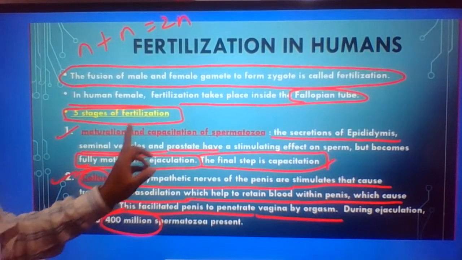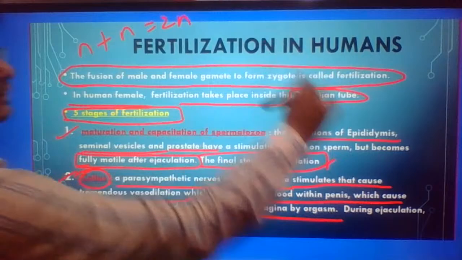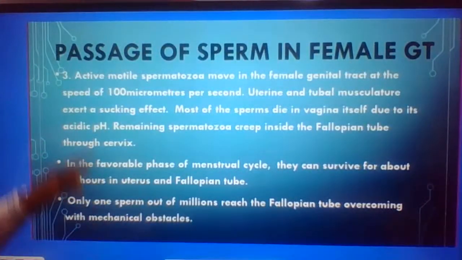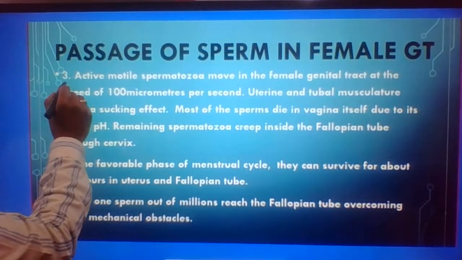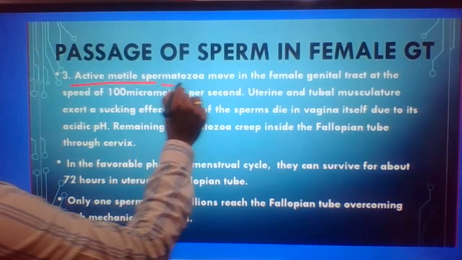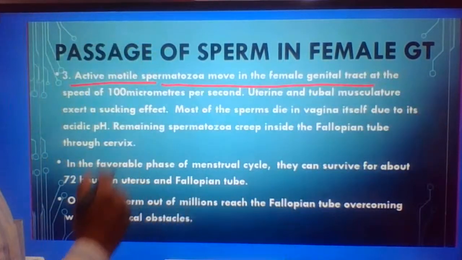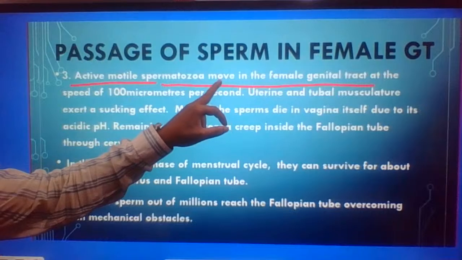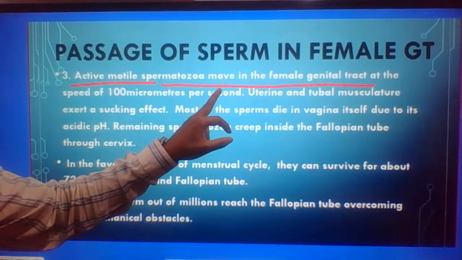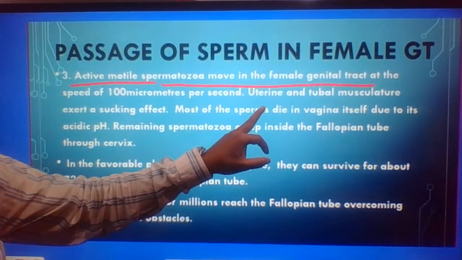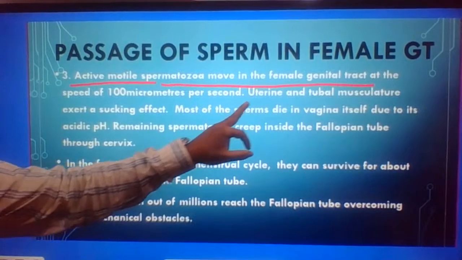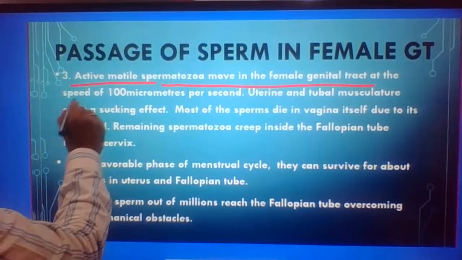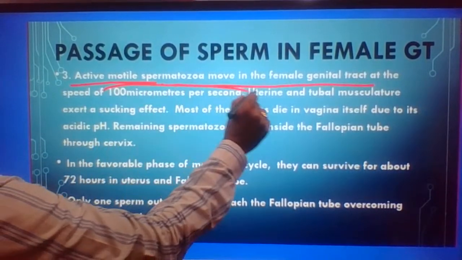Okay guys, so we are done with this part, that is fertilization, the first 2 stages. The third stage, where you could see the active motile spermatozoa move to the female. Through ejaculation, the sperm came to the female reproductive tract, right? It just came inside the female reproductive tract.